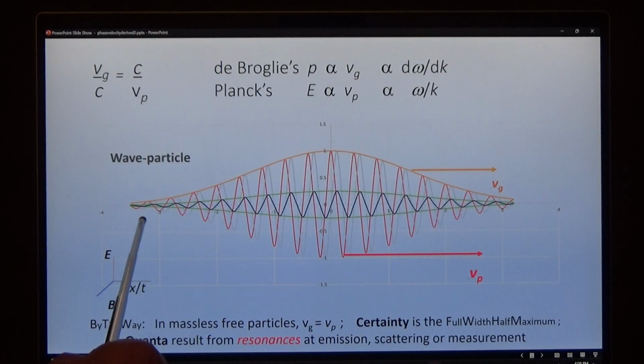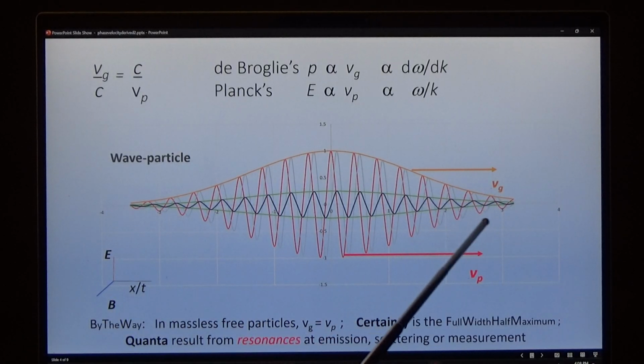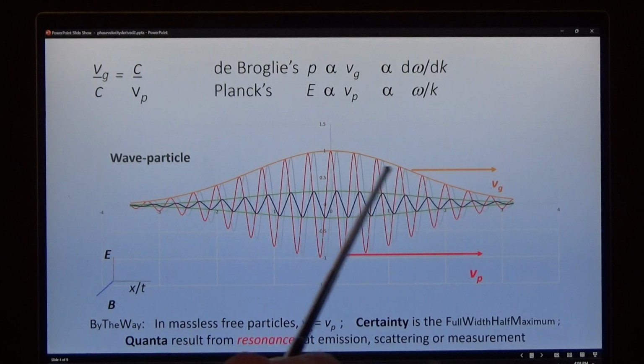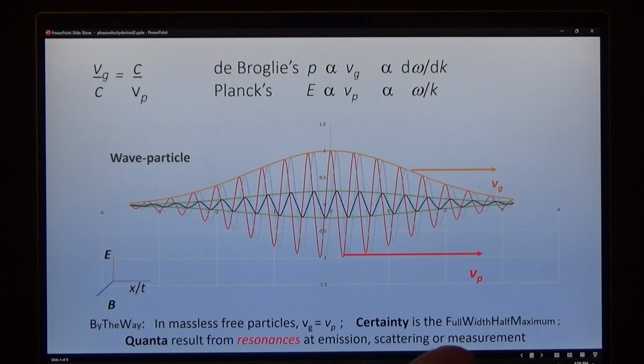Well, here they are. Here's a wave group. There's a phase and a group, and the group velocity in a massive particle is different from the phase velocity. Light is different. Light is massless. The group velocity is equal to the phase velocity. Notice another thing on this wave group. The uncertainty is the full width half maximum. And it turns out, I've shown this in other work, that the quanta that we've discussed are the result of resonances at emission, scattering, or measurement. But once again, that's a problem for another day.